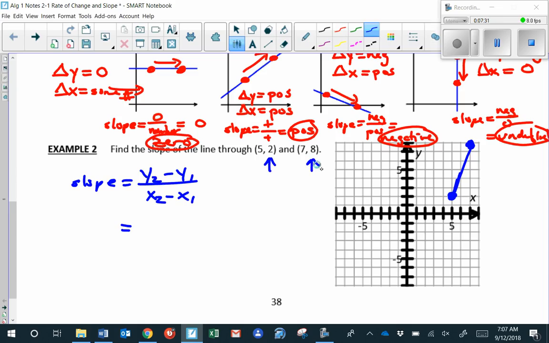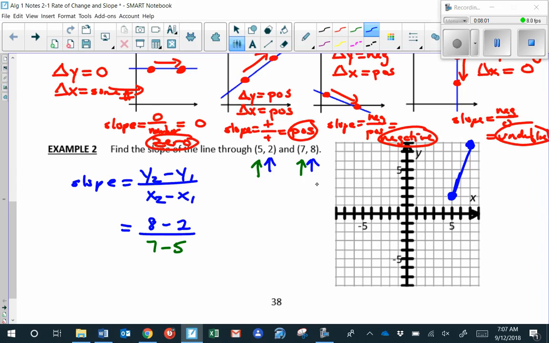I like to draw 2 little arrows toward them so that I remember to use both of the y values. And then on the bottom of the fraction, I'm going to subtract the x values. So let me indicate those in a different color. I'm going to subtract 7 minus 5. Now what I want you to notice is that we have to do this subtraction in a very careful order.